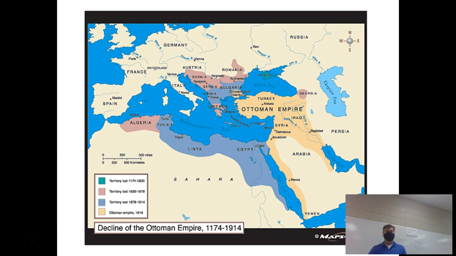The Russians would begin to take territory along the Black Sea. The Russians and the Ottomans were kind of always at war with each other. And so the Russians would begin to move in and take advantage of the weakening empire on the Black Sea. Greece would become independent about 1820.